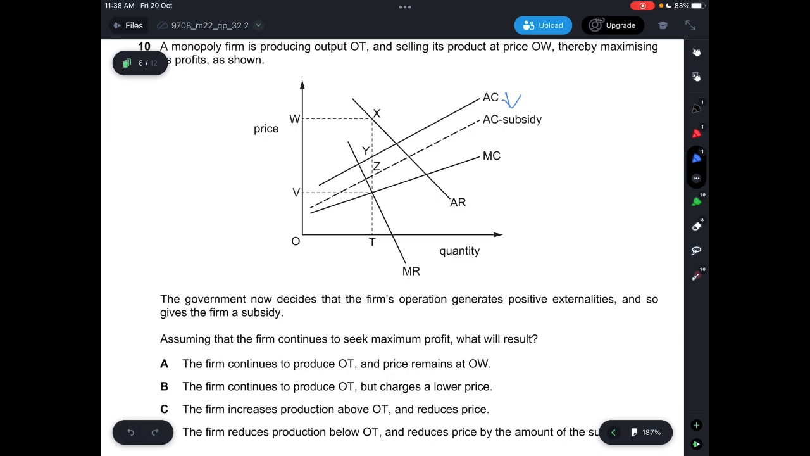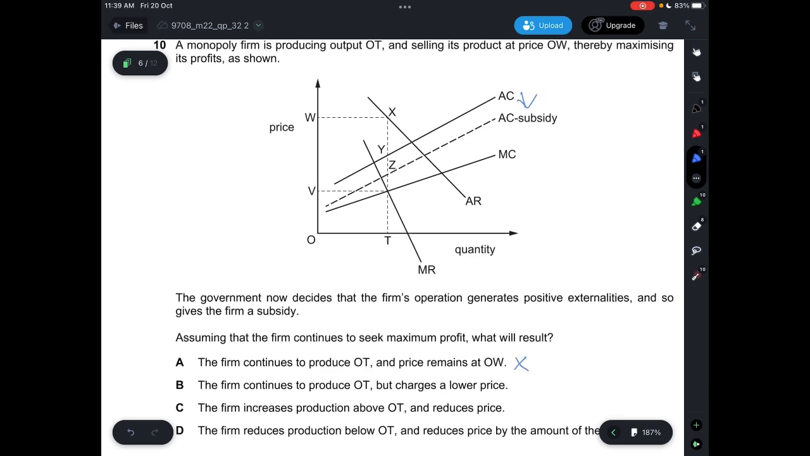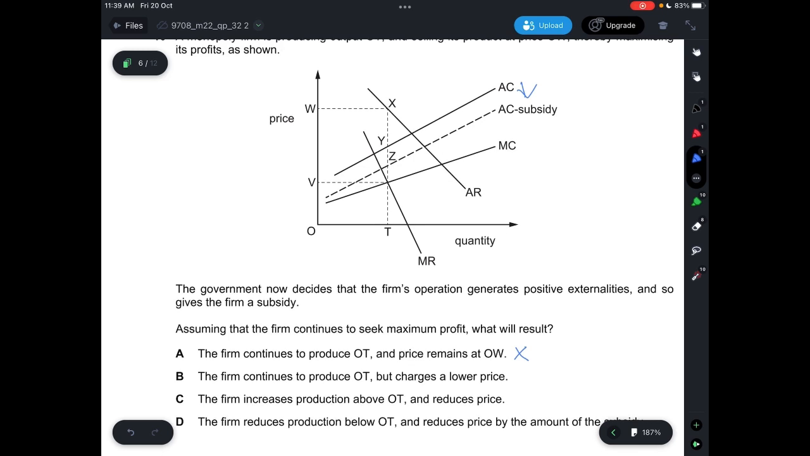The supply curve has shifted to the right, so it's AC plus subsidy instead of AC. So it's not going to be at the same price. Instead, the price will be decreased, but to what extent? B, the firm continues to produce OT but charges a lower price. This is incorrect. If you produce at this quantity, but then you sell it at a low price, not everyone can be able to purchase that product at that particular price because it's insufficient. You will not be able to meet the demand.